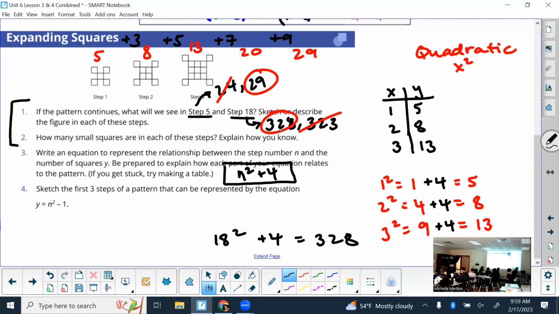All right. Now number 4 says sketch the first 3 steps of a pattern that could be represented by this equation. All right, n squared minus 1. So now it's like you're working backwards. Now they're giving you the equation. You draw the steps for the first 3. Don't overthink it. It's actually much easier than you might think. But I'll let you finish first.